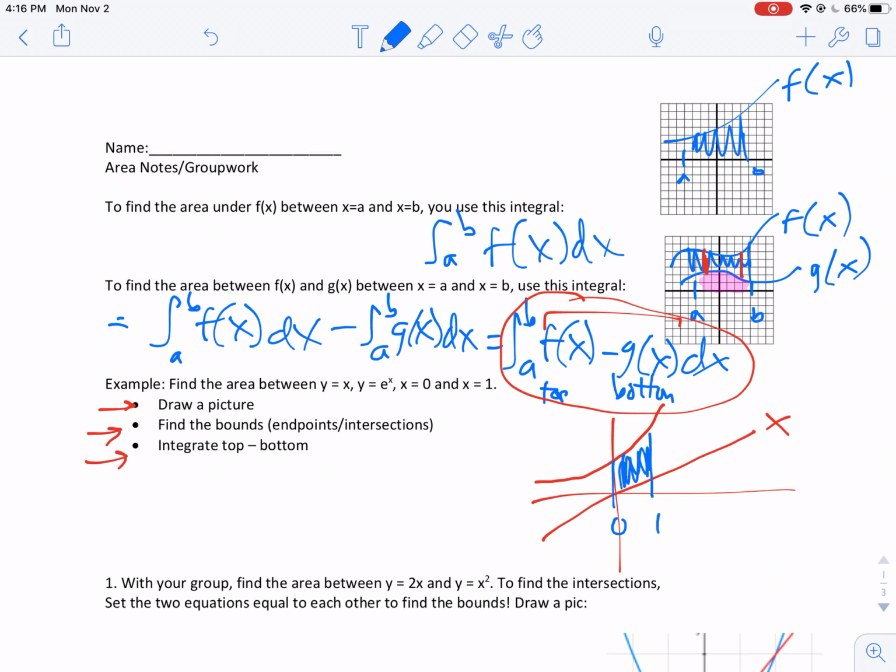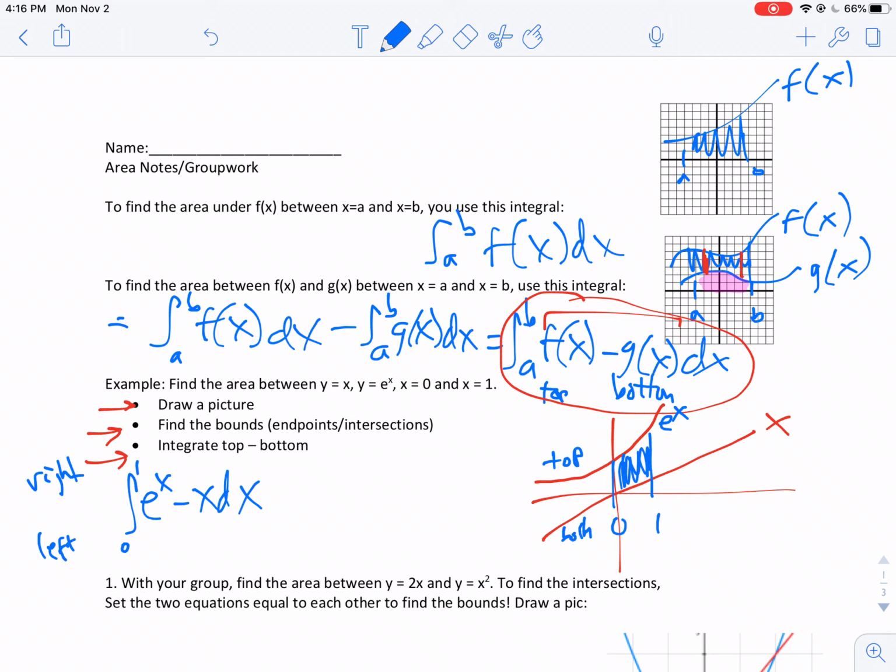All right, well, what we're going to do is we're going to set this up. So we have e to the x on top, we have x on bottom. So this is our top function, and this is our bottom function. And when we integrate this, we're going from the left bound to the right bound. So we're going from 0 to 1 of top minus bottom, so that's e to the x minus x. Okay, so that's how we're going to find the area between those two curves.